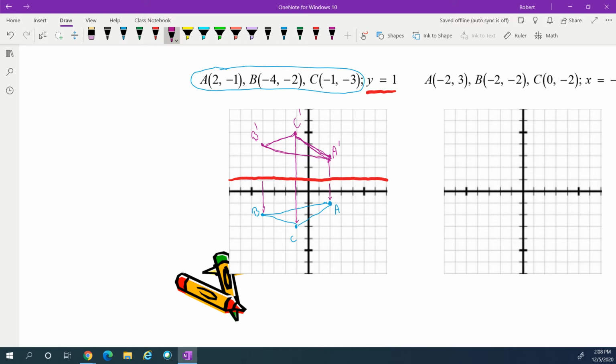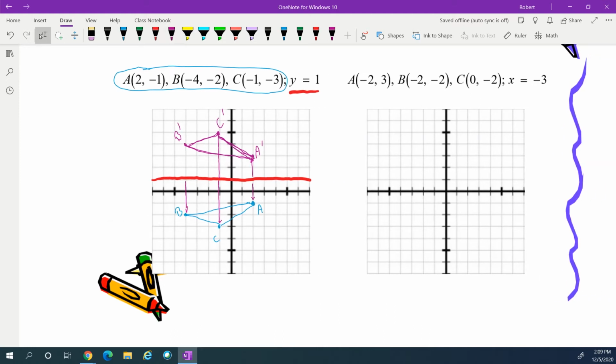You have to be able to graph the line y equals 1 so that you can count. Same thing in the next example. You have to be able to graph the line x equals -3 as your line of reflection so you can count. If you can't graph that line, then you have to use the formula from the rule.